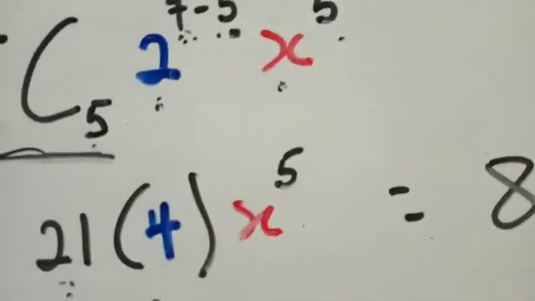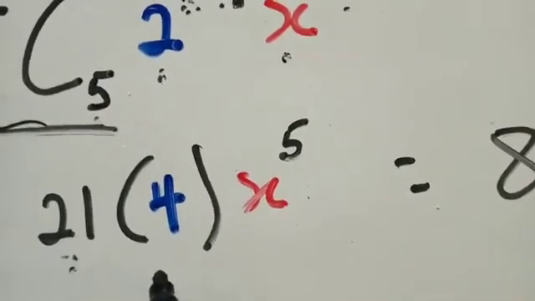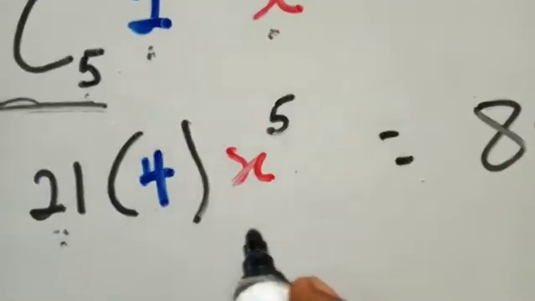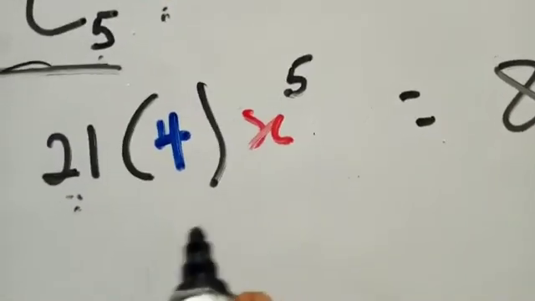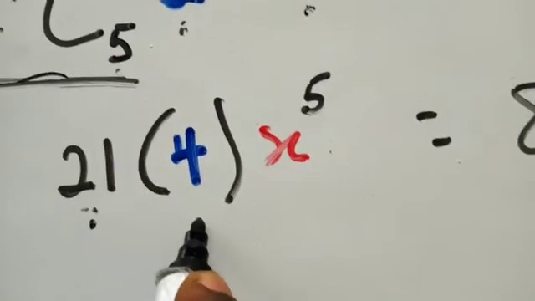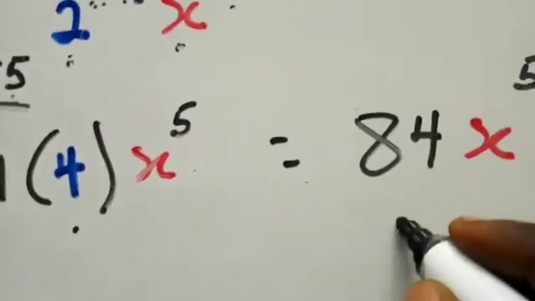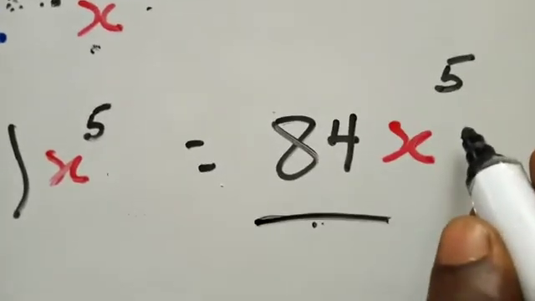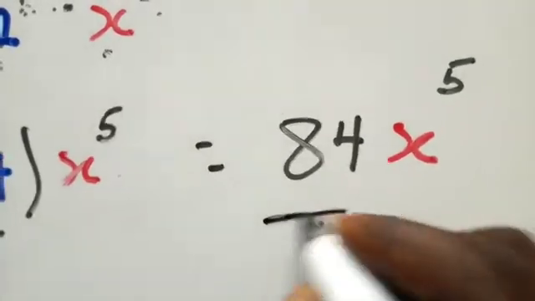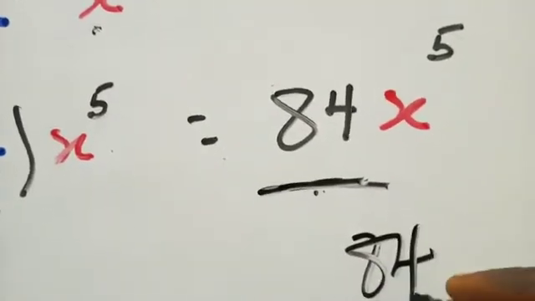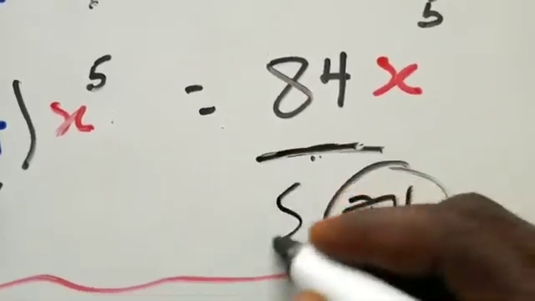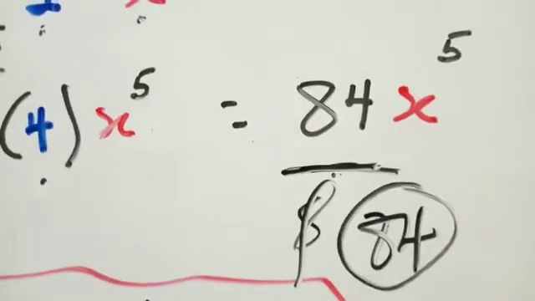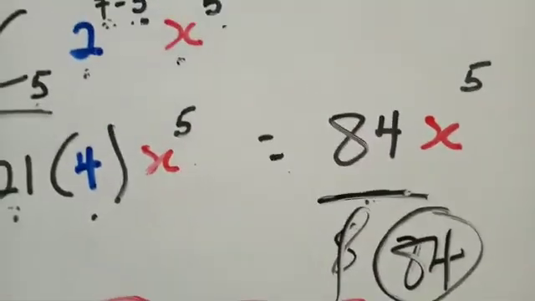So that is the 4 that we have at this point, and then raised to the power x exponent 5 here. So x exponent 5, that's what we have. If you multiply this guy by that guy, that should give you 84 x exponent 5. So this is the price of the 5th guy. The guy is going to get 84, either $84 or 84 bucks or something, just for understanding purposes. So this is a very, very simple method.